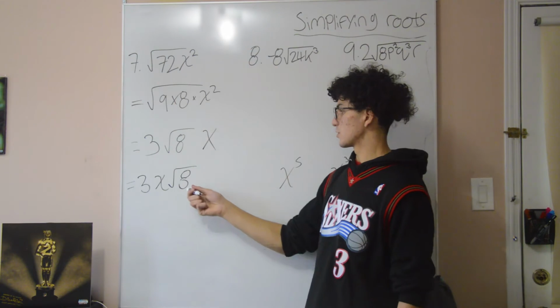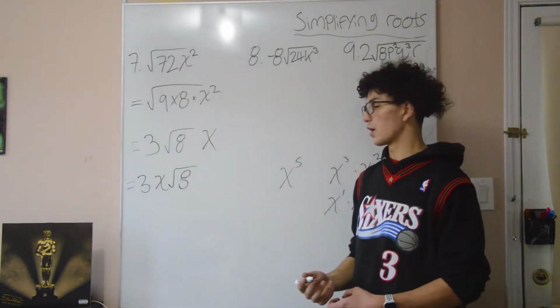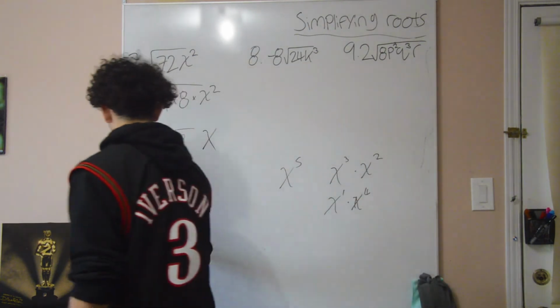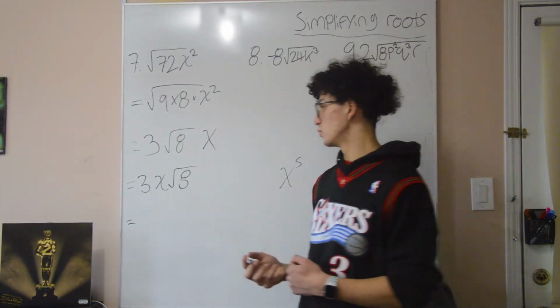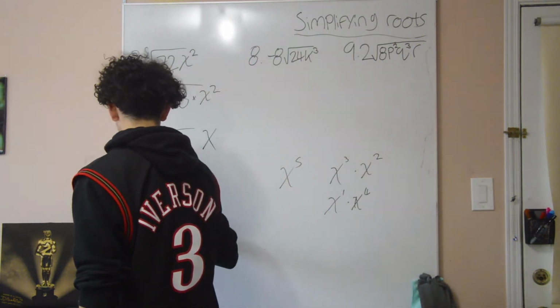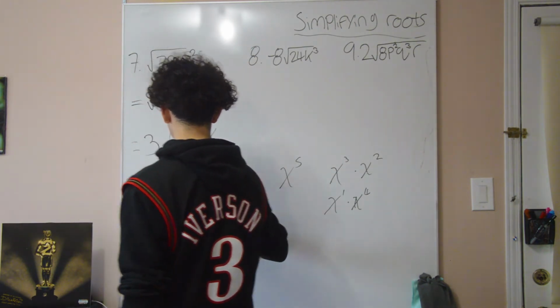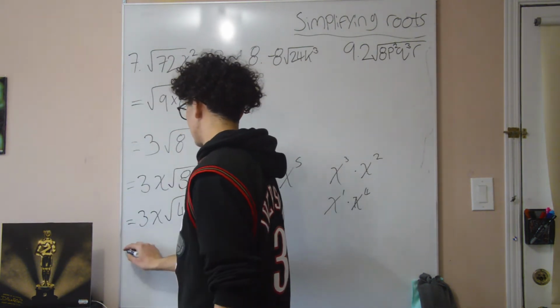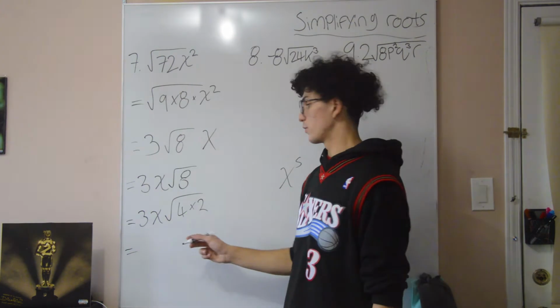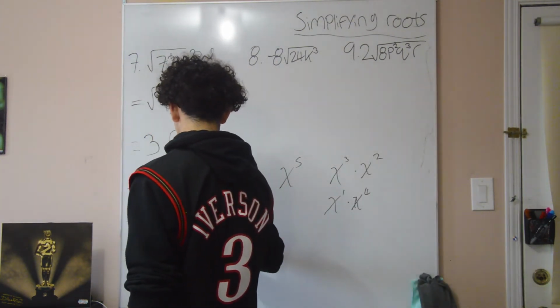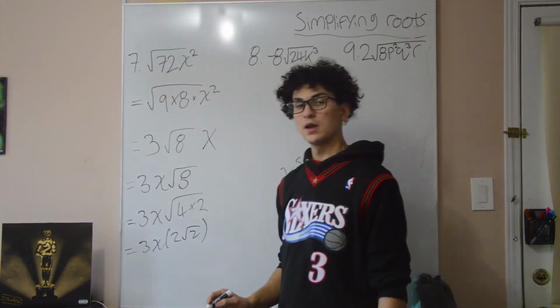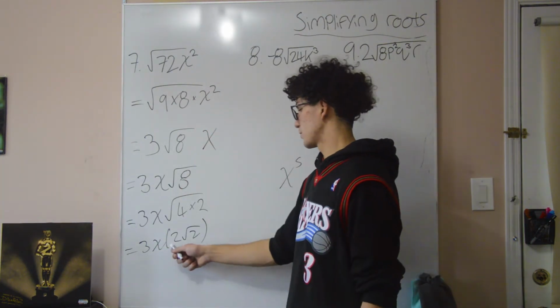No, it's actually not, because root 8 can be taken down another step. We know that 4 is a perfect square, and 4 times 2 is 8, right? So we get 3x root 4 times 2. And then from here we can take the square root of 4, which gives us 3x times 2 root 2. And just like that, all we do is multiply 3x by 2.